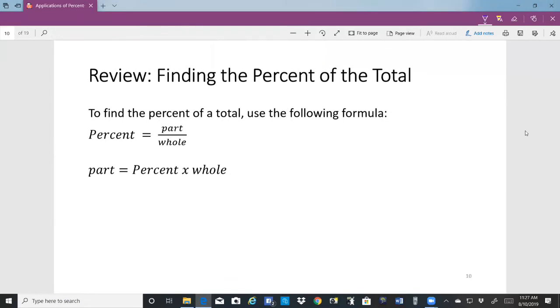Very often, you want to find the percent of the total. So the percent would be the part you're talking about divided by the whole. And depending on what you need to find, you could say this is percent divided by 1 equal the part over the whole. And then you know to cross multiply, and you get that the part is equal to the percent times the whole.